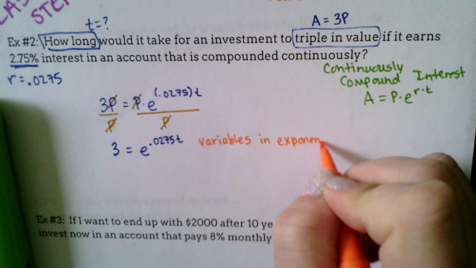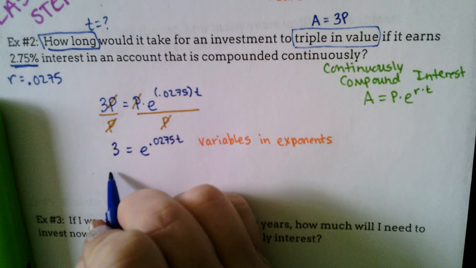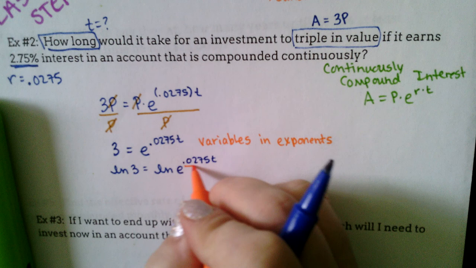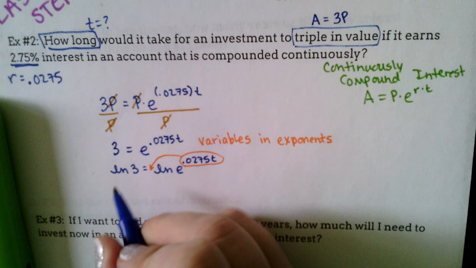So one thing we can do is take the natural log of both sides. So we have natural log of 3 equals natural log of e to the 0.0275t. And the reason we use that strategy is so we can bring that exponent down in front so it's no longer up in the power. Now it is a multiplication.